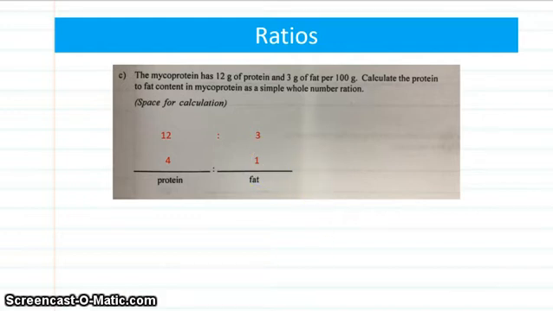So have a go at this one. 85 to 45. So what is the highest number that can go into both of those numbers? As far as I'm aware, it's 5, and that gives the simplest whole number ratio of 17 to 9, because there are 17 5s in 85 and there are 9 5s in 45.